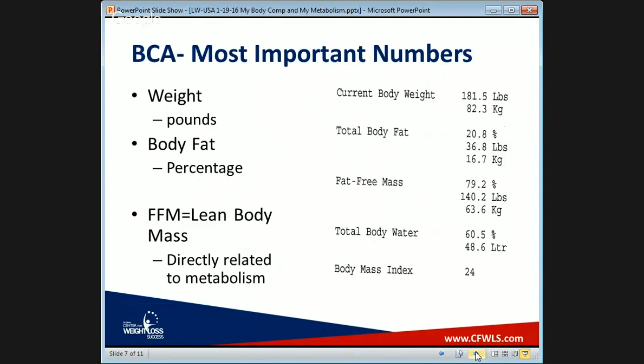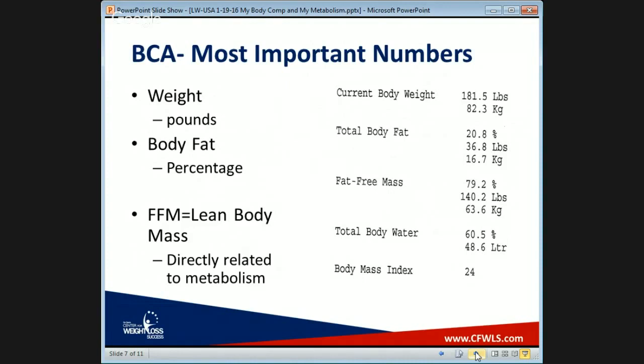So check your weight and body fat percentage. Again, if you're looking at goals, try to break 30. Next is fat-free mass, which is also lean body mass. They're interchangeable terms, and it's directly related to your metabolism. The more lean body mass you have, the higher your metabolism. The simplified version of why is that the more muscle mass you have, the higher your metabolism.